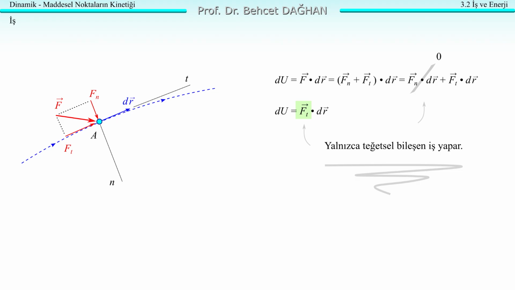The work done by a force is equal only to the work done by the tangential component. Only the tangential component does work. The normal component does not do work. This is the case if we use the normal and tangential coordinates. Now, we said that the work done by a force can be positive or negative. Let's see how we decide this.